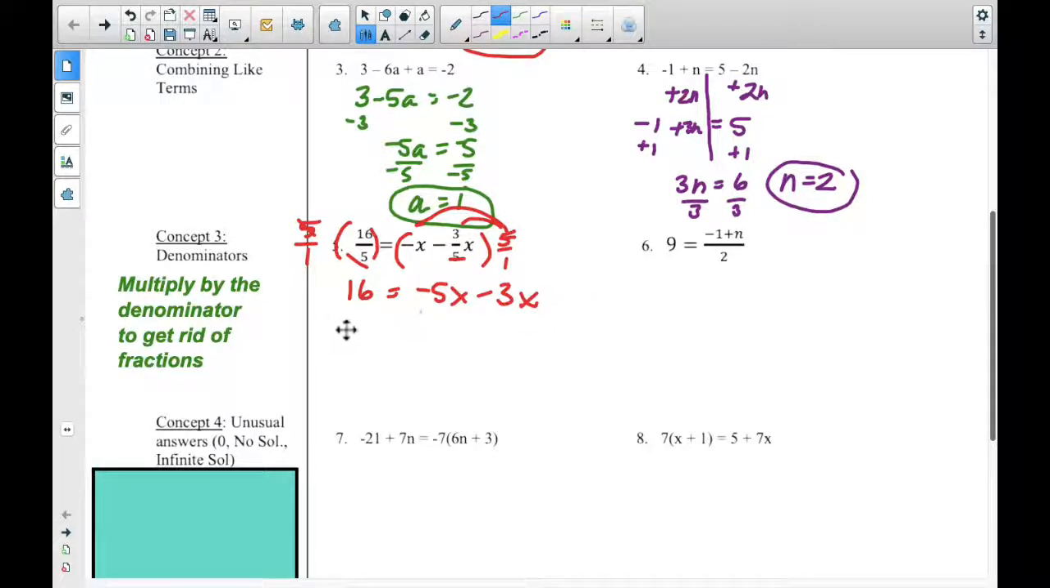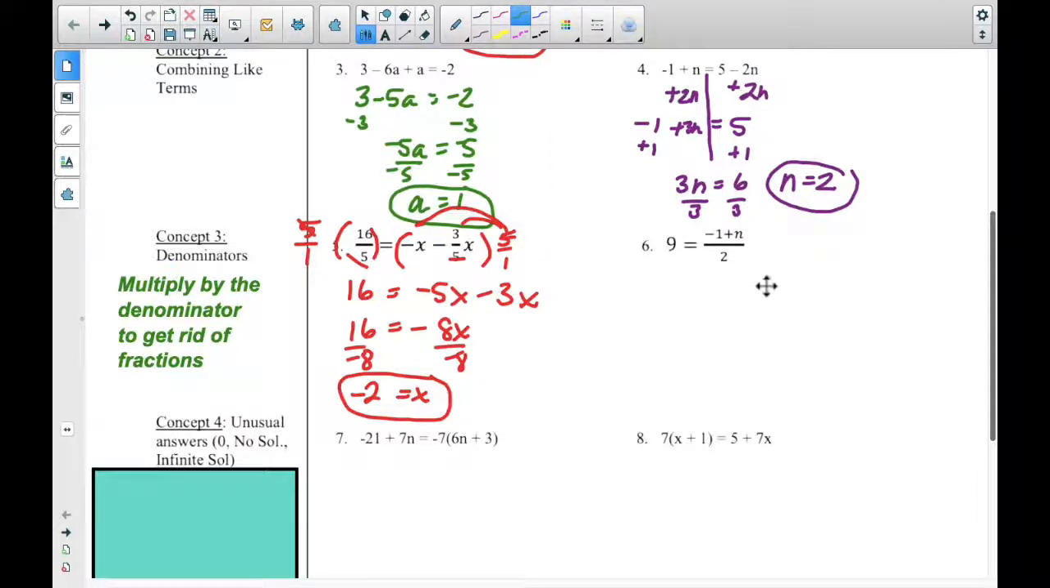this 5 and this 5 will cancel out, and we have a minus 3x. Okay, my x's are on the same side of the equal sign, so I'm going to add those like terms. It gives me a negative 8x, and I'm going to finish out my problem by dividing both sides by negative 8. And so my answer comes out to be negative 2 is equal to x. Once again, we would want to plug that in and make sure it works.